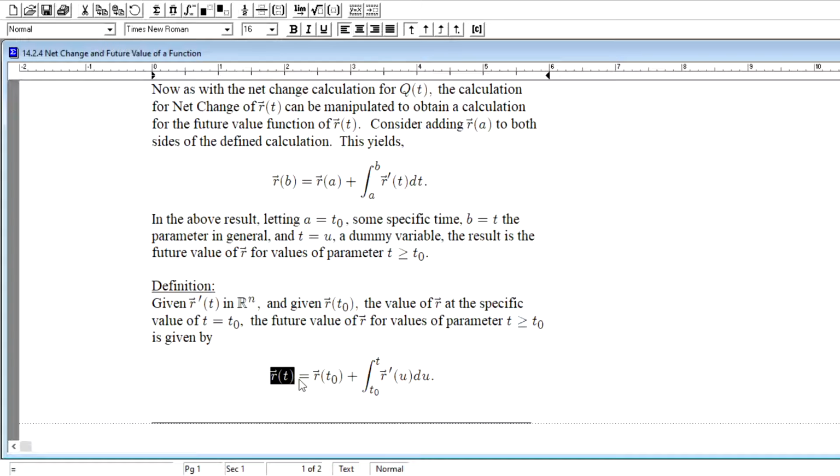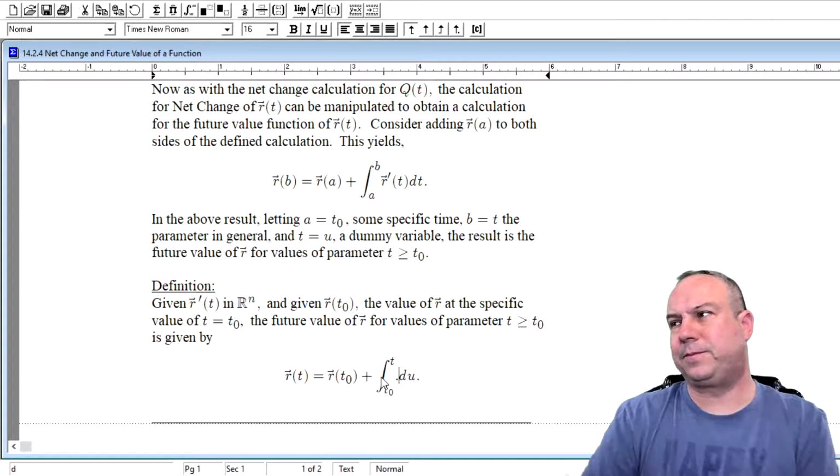And what you see here is we can develop a vector description of our vector valued function r bar of t by simply taking our observed position along that description at time t null, that observed point in time, and add it to this integration calculation involving the rate of change in our vector valued function.